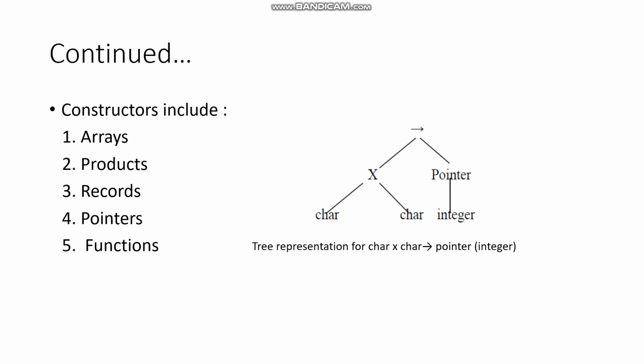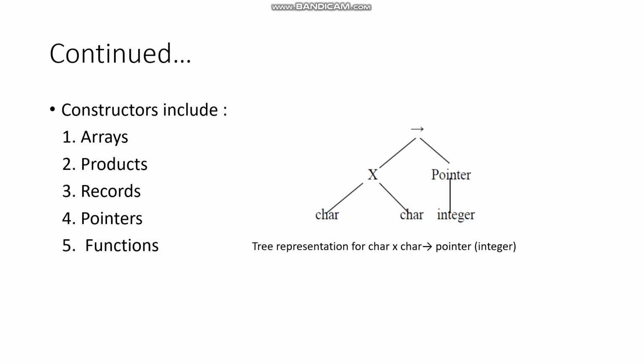If T is a type expression, then array(I, T) is a type expression denoting the type of an array with elements of type T and index set I, because everybody knows that an array has an index. So what should it include? Array(I, T), where I specifies the index and T specifies the type of the array.